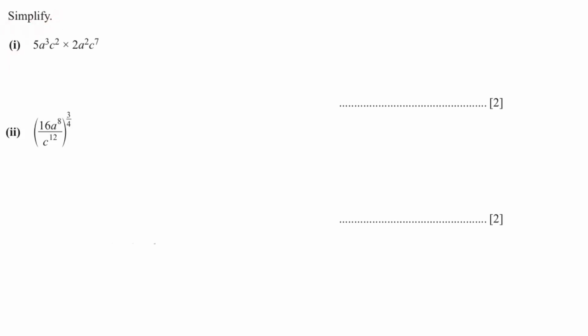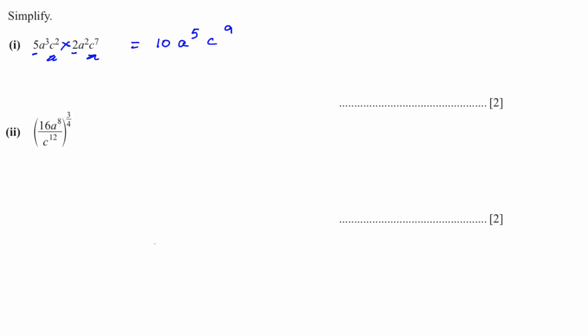Simplify 1. When you have a question of simplifying indices, first let's multiply the numbers. 5 multiplied by 2, 10. And then you have a³ multiplied by a². Whenever there's a multiplication involved and the base is same, we add the power. So 3 plus 2, 5. The c will do the same thing. There's a c here and a c here. There's a multiply sign in the middle. So we will add the powers. 2 plus 7, 9.